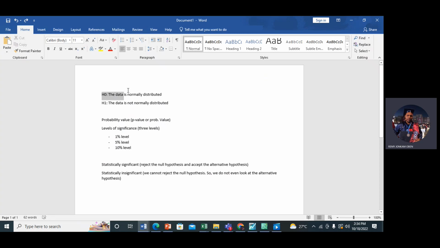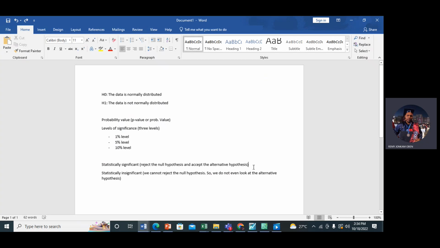But if we cannot reject this null hypothesis, then it means that the data is normally distributed, because we are not even going to look at the alternative. I hope that is clear. Now, when do we reject the null hypothesis and when can we not reject the null hypothesis?